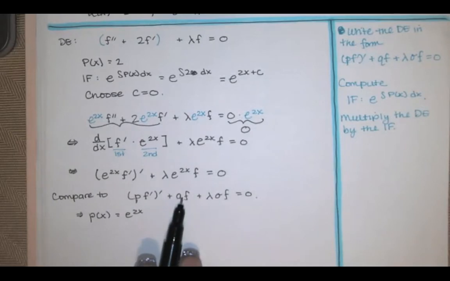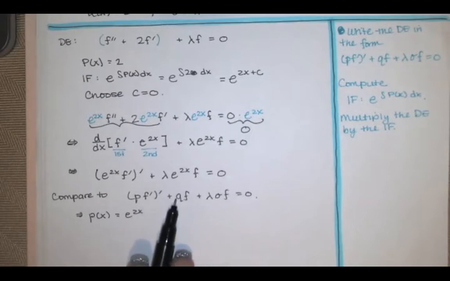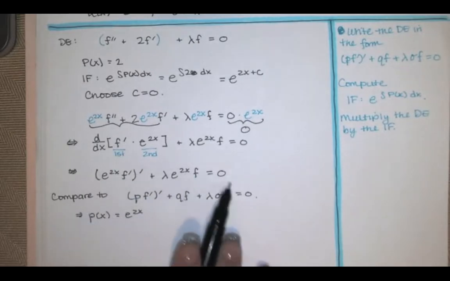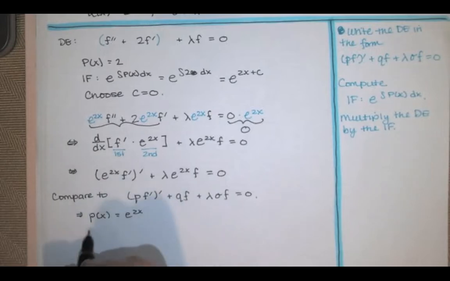Now to identify q, I'm looking for just the function f that we're looking for in the differential equation times some other function q without a lambda. And I don't have a term like that. This has a lambda as a factor. So that's this right here. So q is 0.